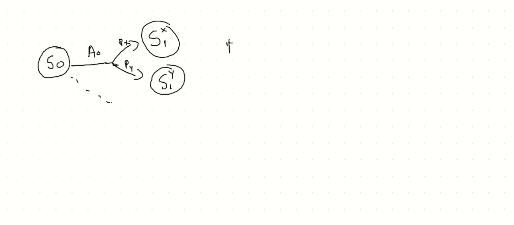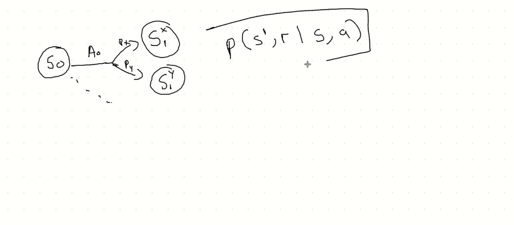But an important thing to know is the probability of me ending up in some state, which we call S prime, getting some reward R, given that I'm in some state S and take action A. So given that I'm in S0 and I take A0, what's the probability that I end up in S1X or S1Y? That's what S prime here is. So this probability is quite important and is actually known as a transition probability.